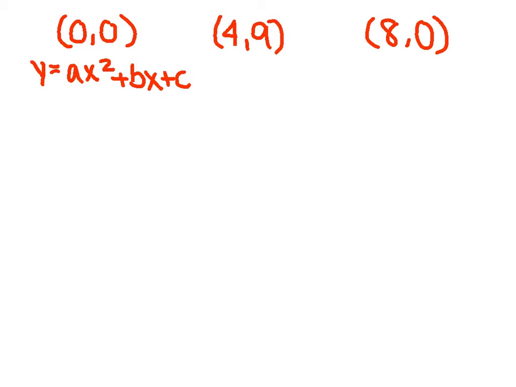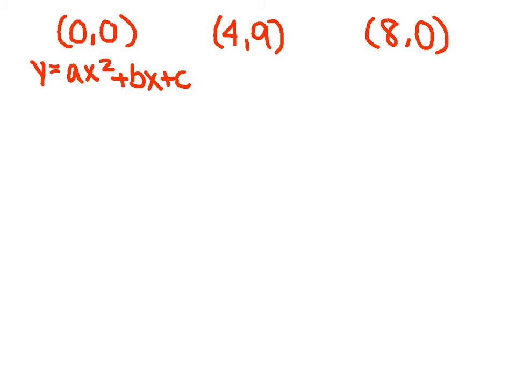Now, if I'm using the same 3 points, what could be said about my a value? Before we find it, what could be said about the a value? Gabby? Exactly. And that's a nice double check, because if you do this and your a value is not the same, then you know something went wrong.